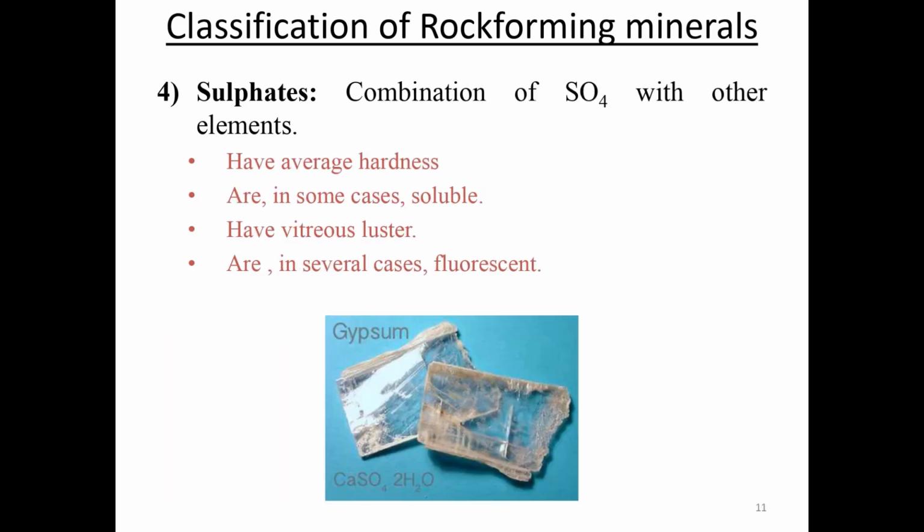Sulfates. Sulfates are the combination of SO4 with other elements. Its properties are: it has average hardness. In some cases, it is soluble, and has a vitreous luster. In several cases, it is fluorescent.